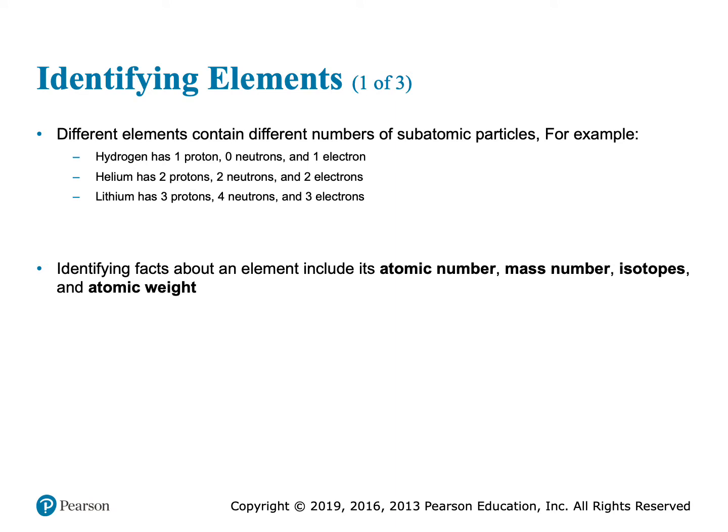So different elements are going to have different numbers of subatomic particles. They're going to have their own atomic symbol, their own atomic number, a mass number, a weight, and then they're going to have something called isotopes that we're going to get into.